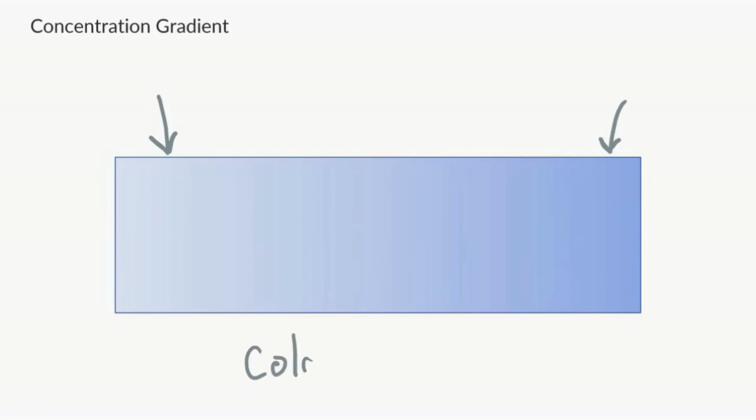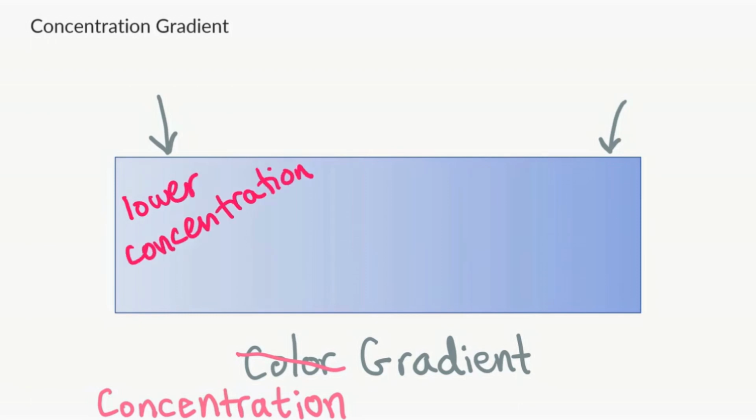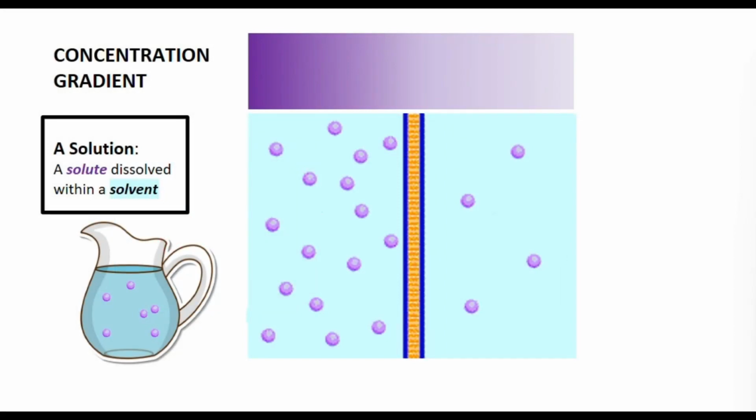On one side, there is less color than there is on the other side. A color gradient. So if we are looking at a concentration gradient, that just means we're looking at a gradient where on one side there is a lower concentration of something, while on the other side there is a higher concentration of something. Now, usually when we are discussing concentration gradients, it's in reference to a solution of something. I'll let our friend here give you more details on that front.